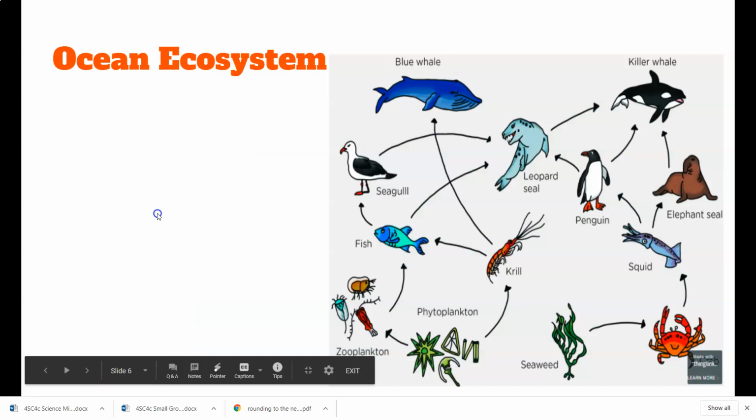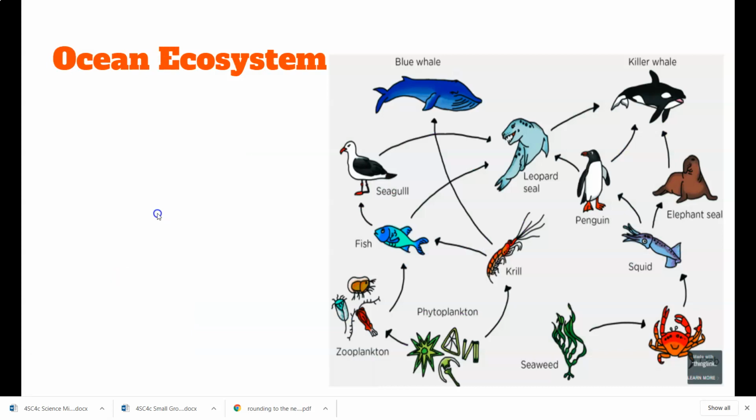Now we see an ocean ecosystem, okay? And I see, again, phytoplankton. I see zooplankton as well as seaweed. Those are the producers. I see a crab, a squid, a krill, a fish, a seagull, a leopard seal, a blue whale, a penguin, an elephant seal, and a killer whale.